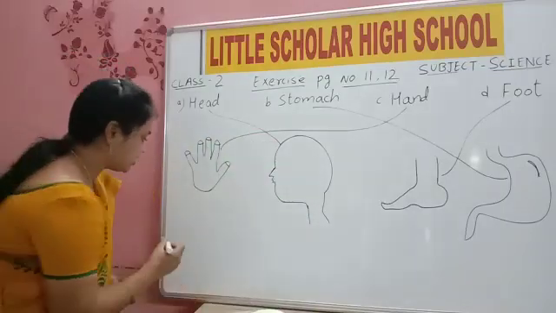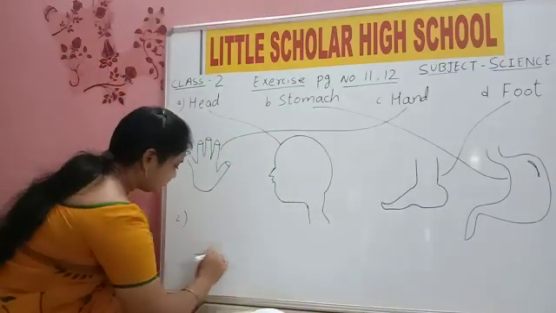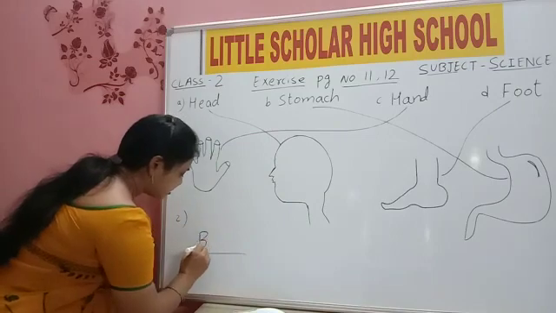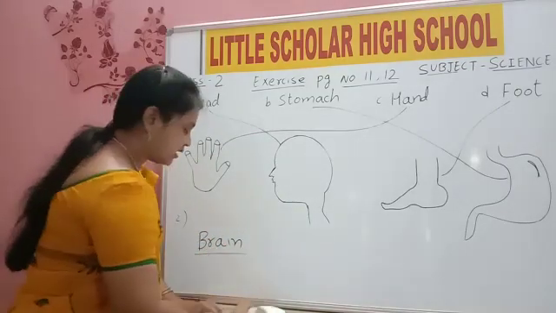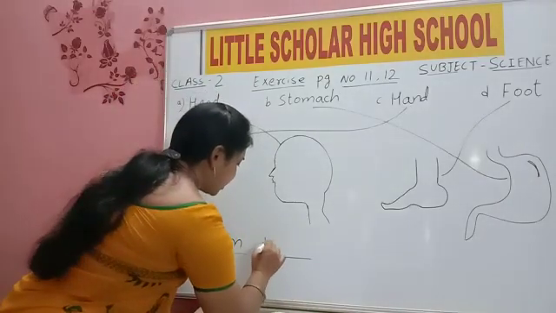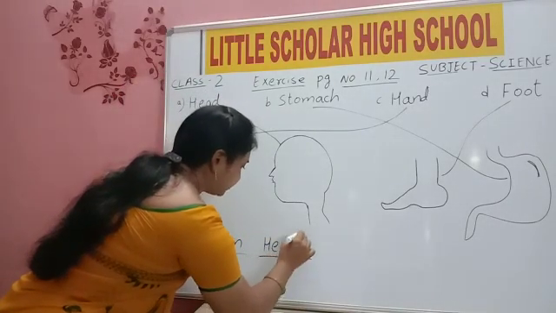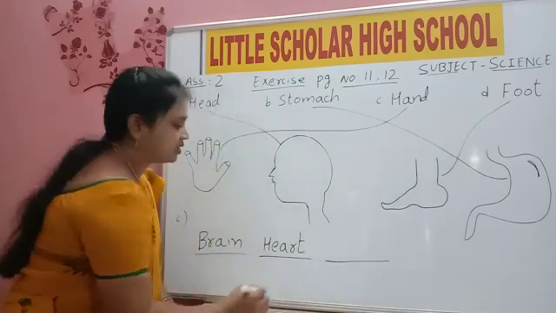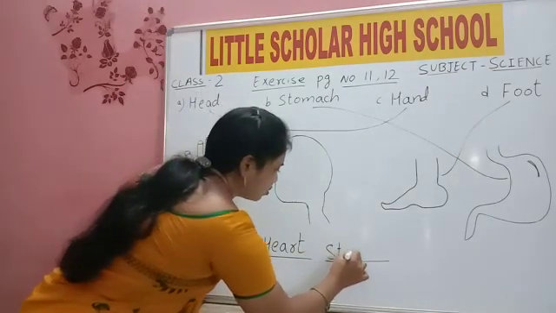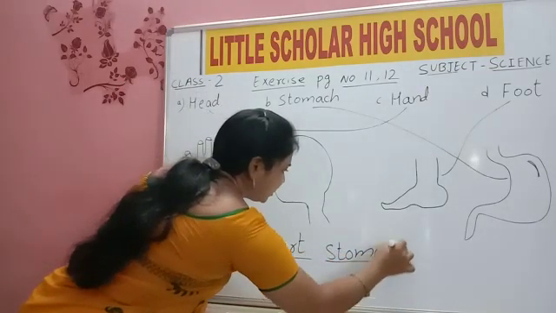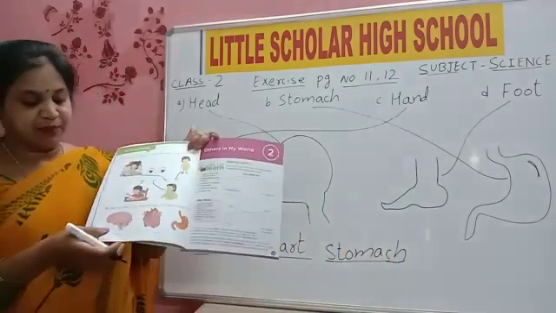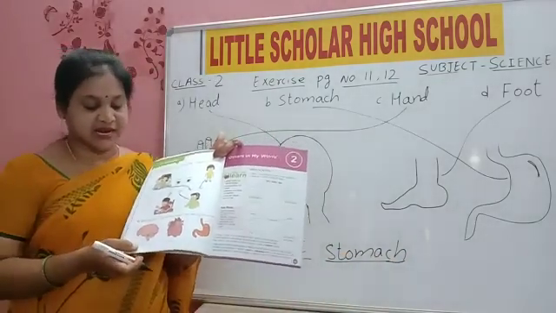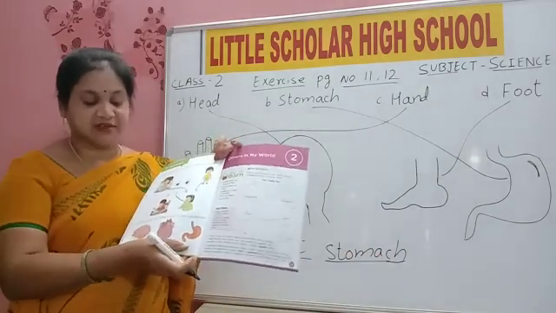B-R-A-I-N. Brain. Right, children? Write on the lines. B-R-A-I-N. Brain. Second one is H-E-A-R-T. Heart. Third one is S-T-O-M-A-C-H. Stomach. Come on, write these three here. Below the space given here, on the black lines, write these three, children.